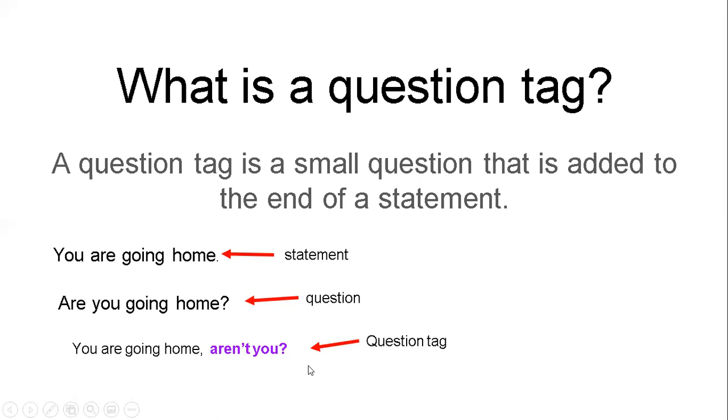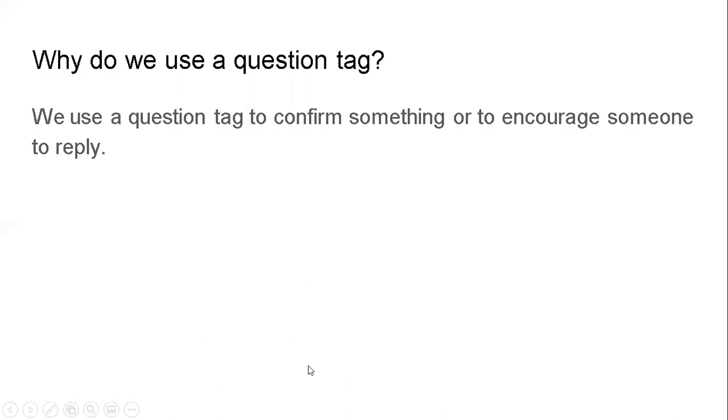That's your question tag. Now, why do we use a question tag? We use a question tag to confirm something or to encourage someone to reply. If you want to ask someone a question and you're not sure that person is going to reply, use a question tag. That's an easy way to guarantee that you will get a reply.